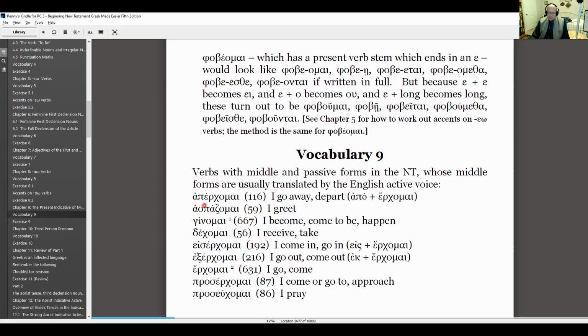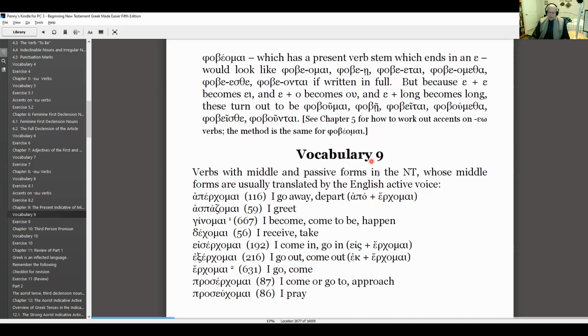And we look on the list, ap erchomai, which is, let's start here, erchomai, I go or I come. Ap erchomai simply adds the preposition apo to erchomai, so we have ap erchomai. And if this verb means I go or come, this one means I go away, I depart. Apo plus erchomai, it makes sense. I go or come, erchomai. Apo, away from. I go away, I depart.